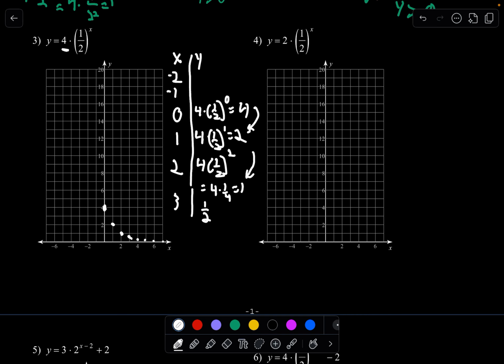Okay? Now, the negative side. Well, 4 times 1/2 to the negative 1. If you use your calculator, 1/2 to the negative 1 power is actually 2, because it's the reciprocal. So that's 8. So at negative 1, we're at 8. And at negative 2, we're at 16. And our graph is going to go like this.